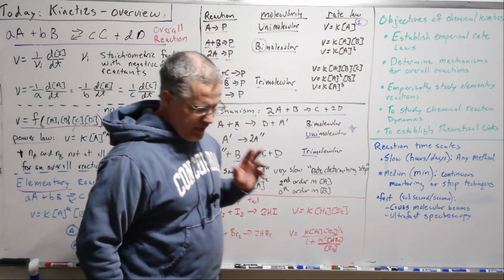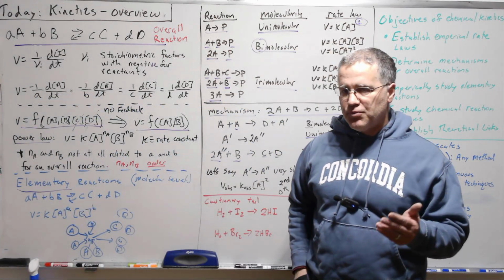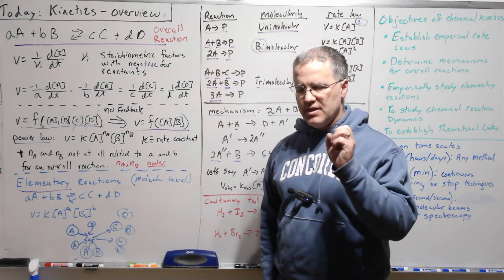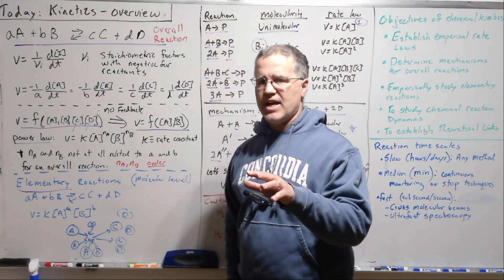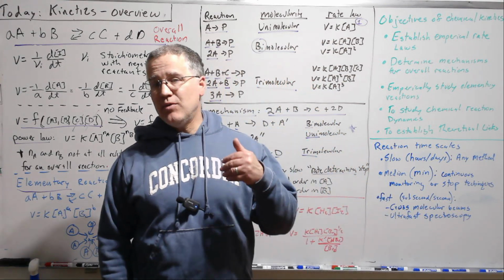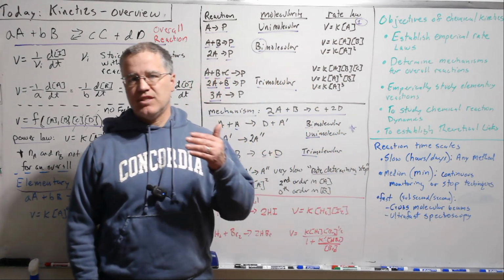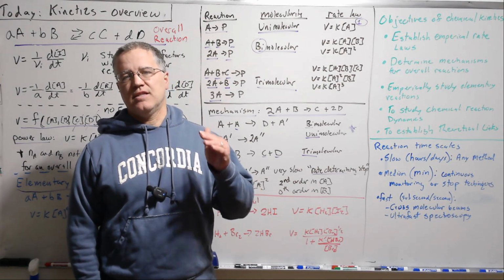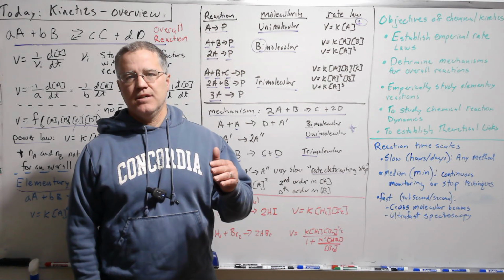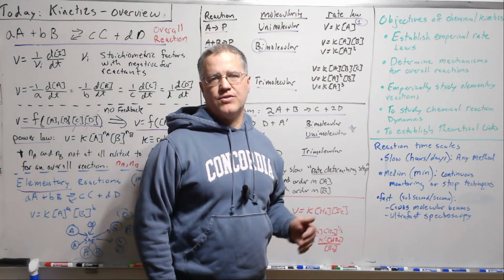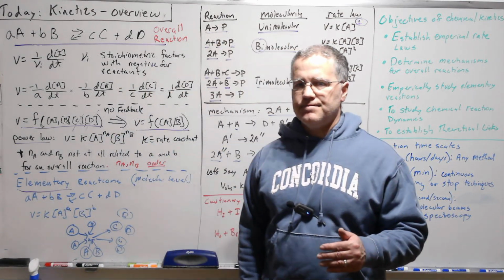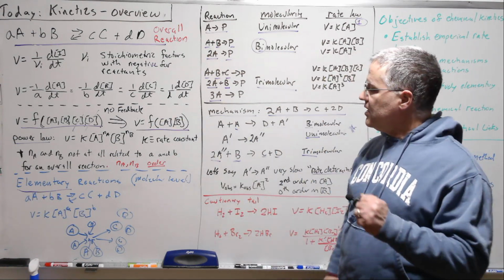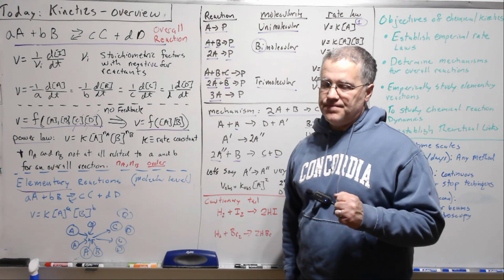Now, we can always disprove an elementary reaction. So if we have a mechanism, we say, I think this is an elementary reaction, we do some kinetics, and we get a rate law that does not jive with the stoichiometry, then we have proven that that is not an elementary reaction, because the order powers must be the same as the stoichiometric factors if it's an elementary reaction.